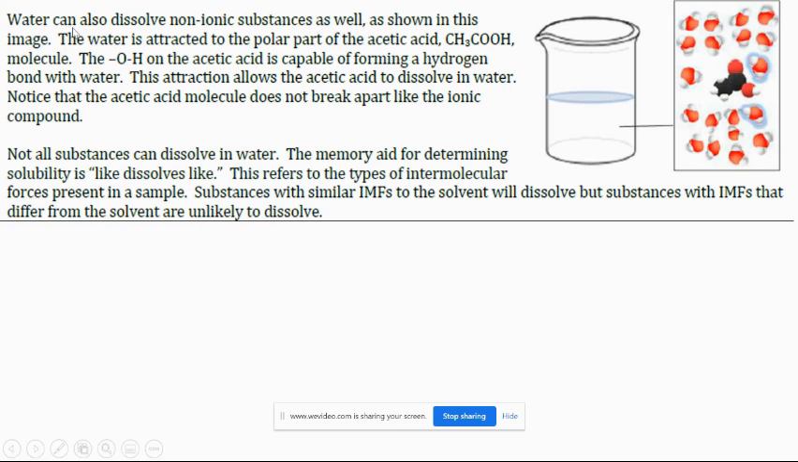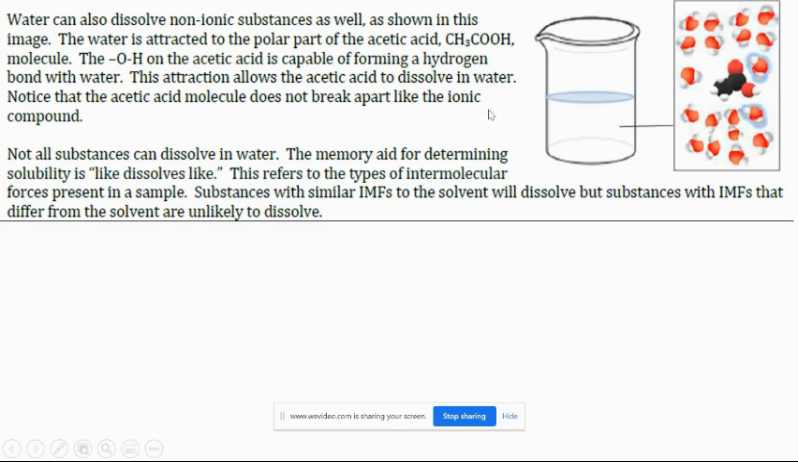Okay. So water can also dissolve non-ionic substances as well. So water is attracted to the polar part of, for example, acetic acid. So acetic acid has this OH hydroxyl group at the end here. That grouping here is going to create hydrogen bonding.